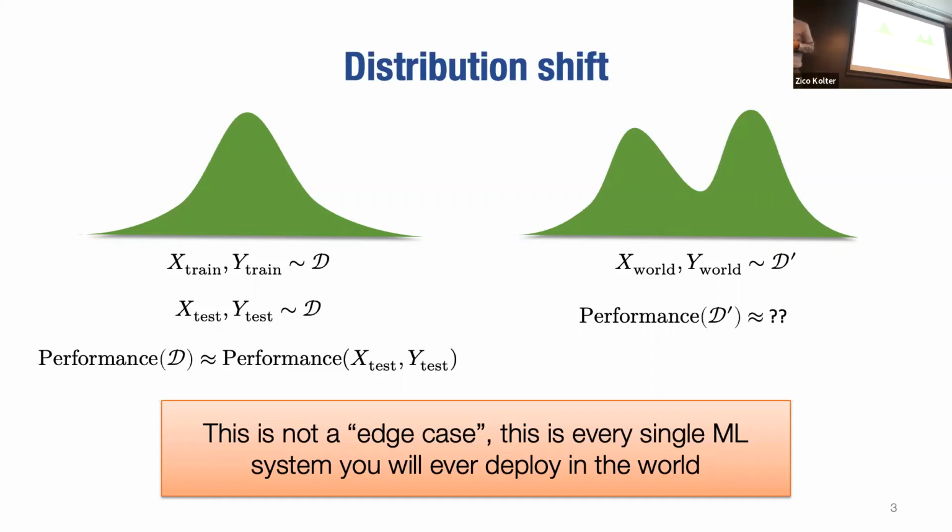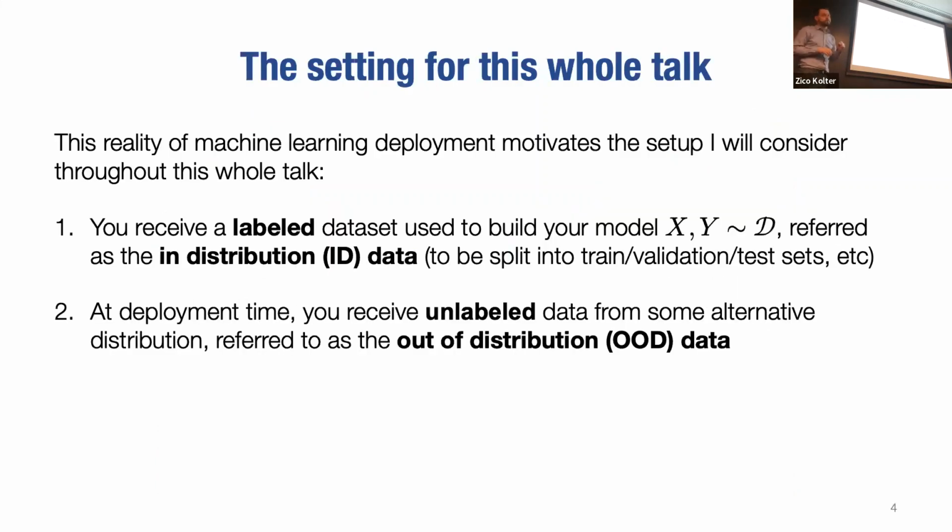And this is going to motivate the setting that I'm considering throughout this whole talk. This setting goes by a lot of names, like the unlabeled distributional shift setting, but the setting is as follows. We're going to assume that at training time, we have a labeled data set, and we can do whatever we want with that. We can split it into training, test, and validation sets, anything like this. And this is what we call our in-distribution data.